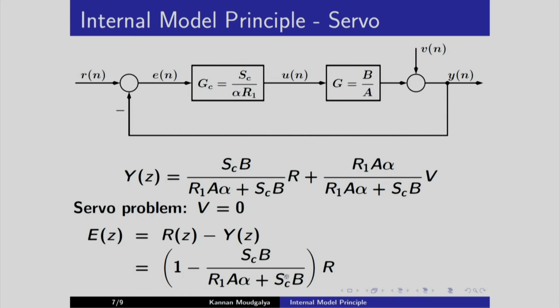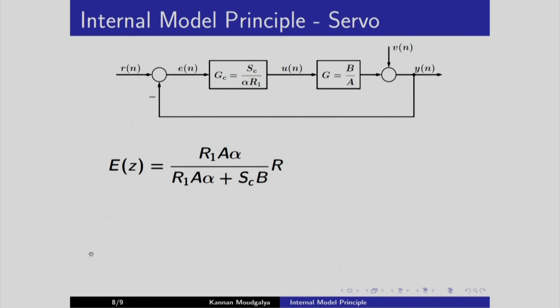Let us simplify this. This SCB will cancel this SCB. So I get this R1 A alpha in the numerator and you get this expression for capital E. Alright, this is the expression for servo. Now let us substitute for capital R, which is the reference signal, which we have said contains Z minus 1, Z minus 1 squared and so on and so forth. Essentially factors that have zeros on or outside the unit circle. But we have taken that this alpha contains those, it will cancel those factors on or outside the unit circle.